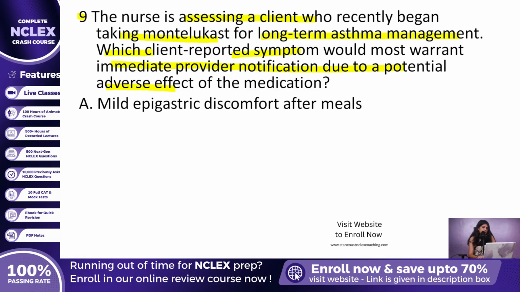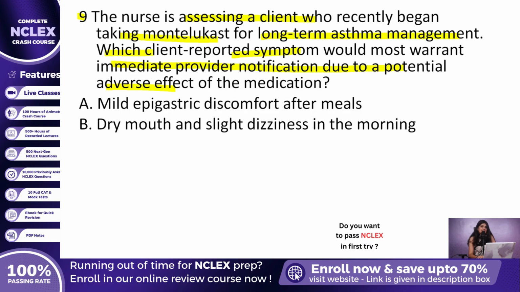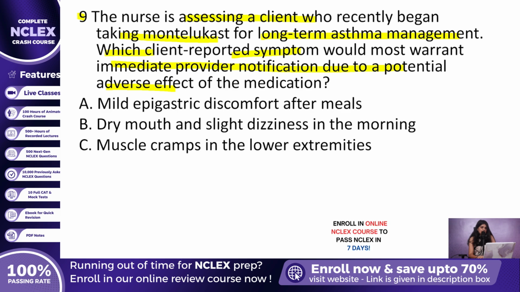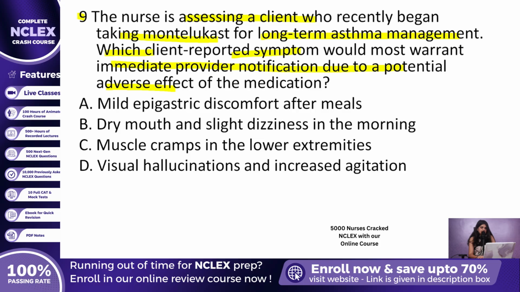Option A, mild epigastric discomfort after meals. Option B, dry mouth and slight dizziness in the morning. Option C, muscle cramps in the lower extremities. Option D, visual hallucinations and increased agitation. Let us carefully consider which of these reported symptoms is most concerning and requires urgent follow-up.